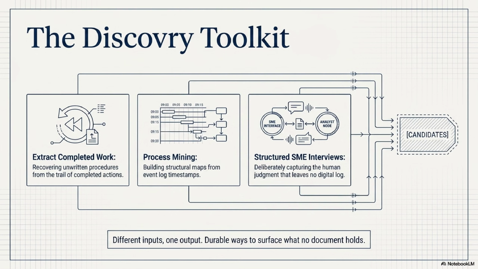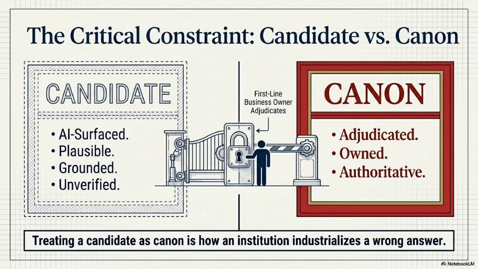Which brings us to the constraint that governs all of this. Here is the constraint that makes discovery safe instead of dangerous. Everything discovery produces is a candidate, not canon. A candidate is something the AI surfaced from the evidence. It is plausible, it is grounded, it is not yet true in the eyes of the institution. Canon is what an accountable owner has looked at, challenged, and stood behind. The two are not the same, and treating a candidate as canon is how you industrialize a wrong answer.